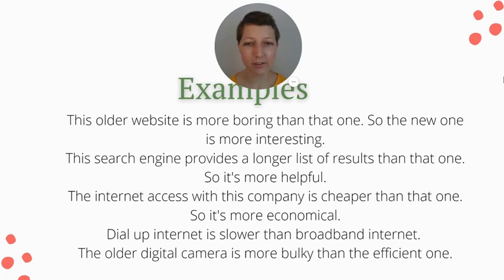The internet access with this company is cheaper than that one, so it's more economical. Again, we're seeing economical is a good thing, and in this case, cheaper is a good thing because it's describing an object and it's not describing a person. And next, dial-up internet is slower than broadband internet. The older digital camera is more bulky than the efficient one. So bulky in this case is not a good thing, as it generally is not, and efficient is a good thing.